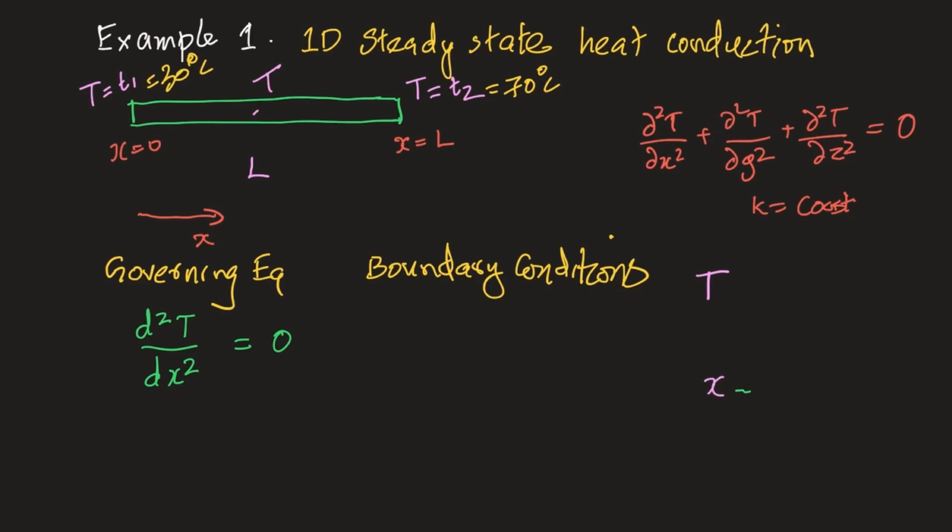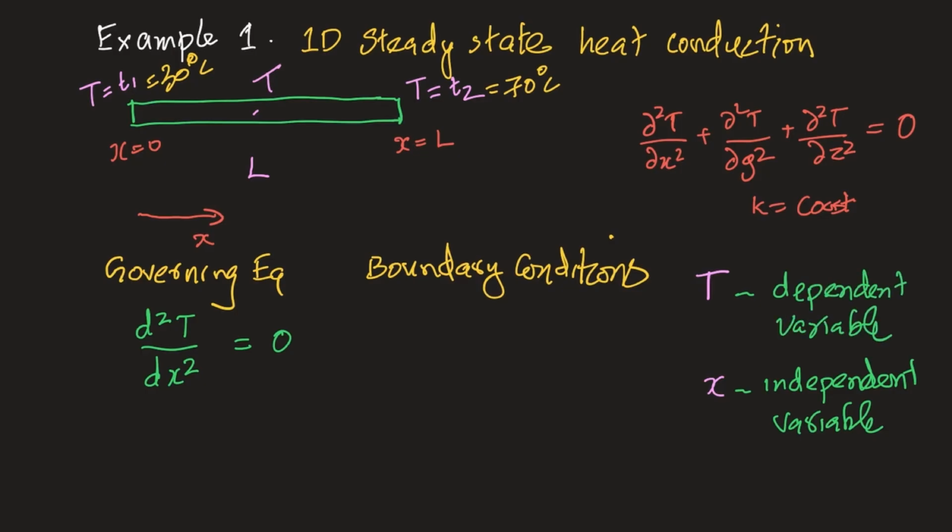Here x is called the independent variable and T is known as the dependent variable. These types of problems are sometimes known as field problems, so T is also known as a field variable. Also notice that the equation in 3D was a partial differential equation and the 1D equation is an ordinary differential equation, because since there is only one independent variable x, we don't require partial derivatives.